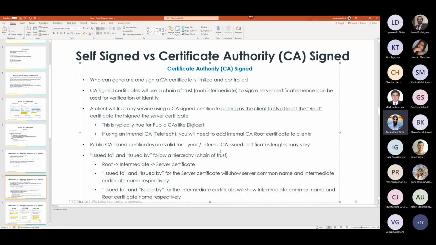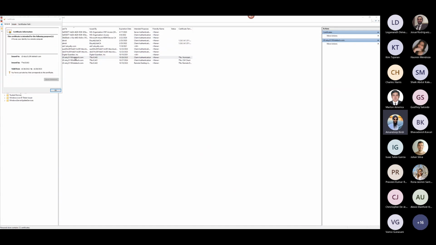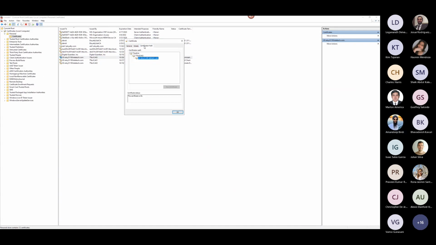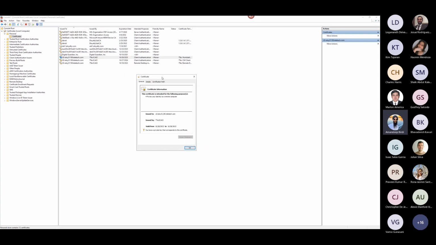And then the next piece, right, the issued to, issued by, it follows a hierarchy or the chain of trust, right? Kind of touched on this before. At the top level, you've got root, and then you've got intermediate, and then you've got the server cert. So what that really means is, and I'm going to use this because it's easier, actually, none of these certs are, actually, let's look at this. Yeah, perfect. So this is a cert that's on my local computer.